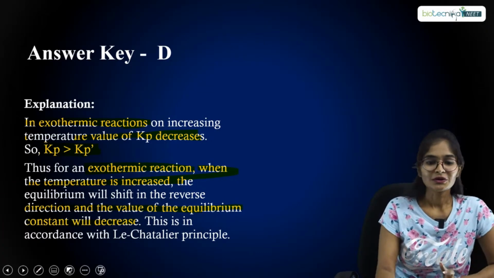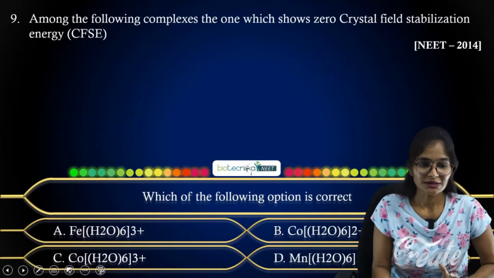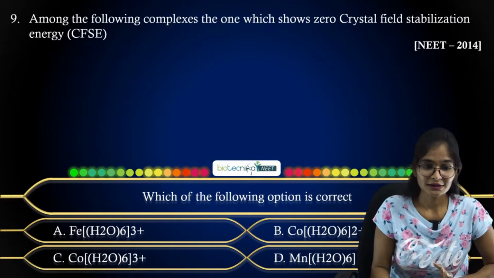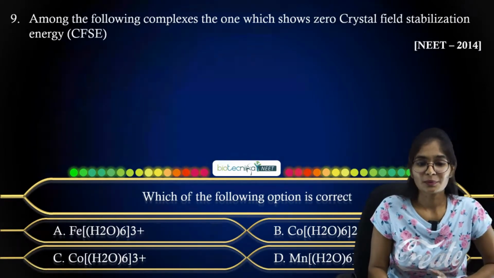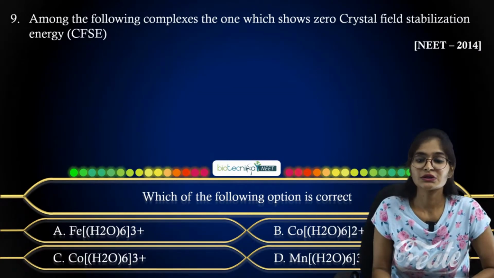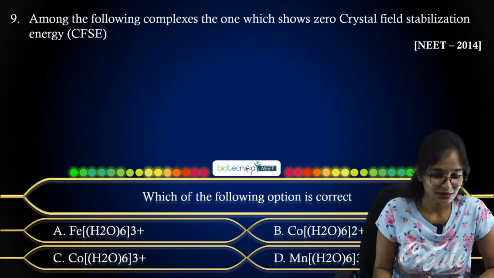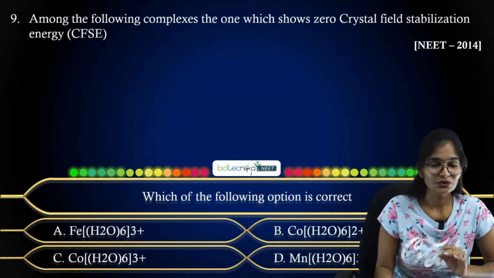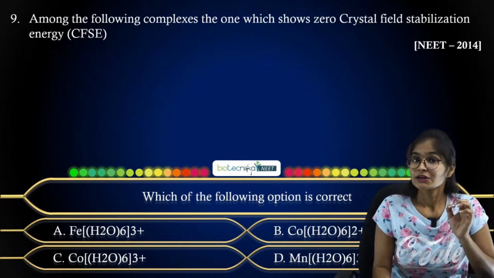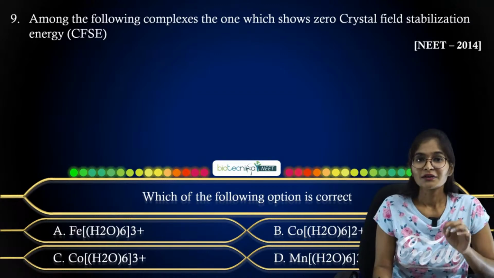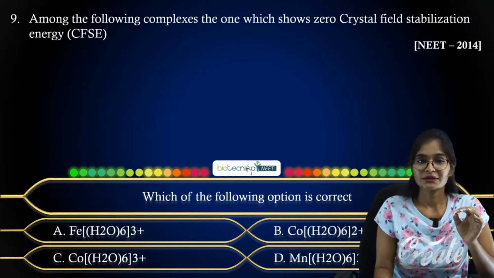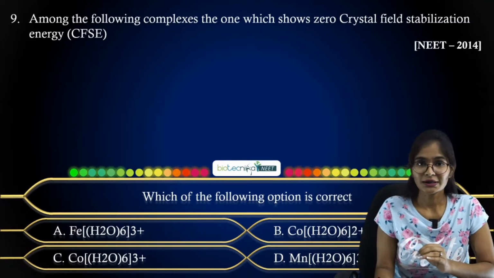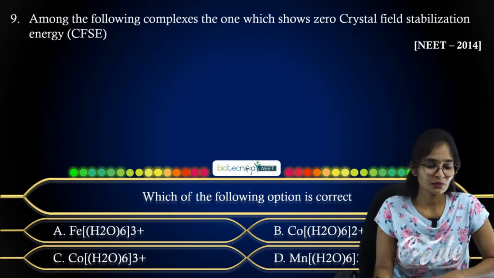All right, now coming to the next question. The next question is with respect to CFSE: among the following complexes, the one which shows zero crystal field stabilization energy. So you have to calculate the CFSE. Better you know the equation you have to put, and you have to concentrate on the ligand they have given, whether it is a weak ligand or strong ligand, or else high spin, low spin, whatever we can say.